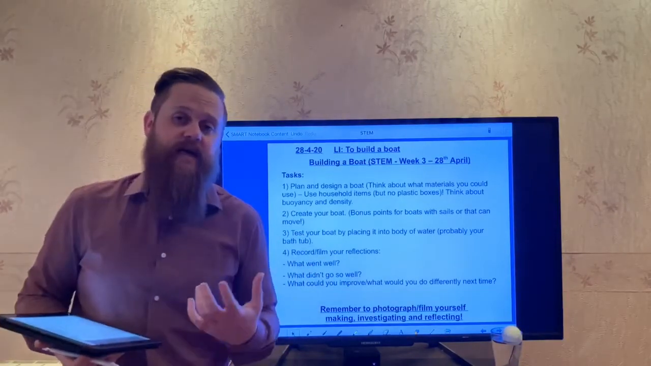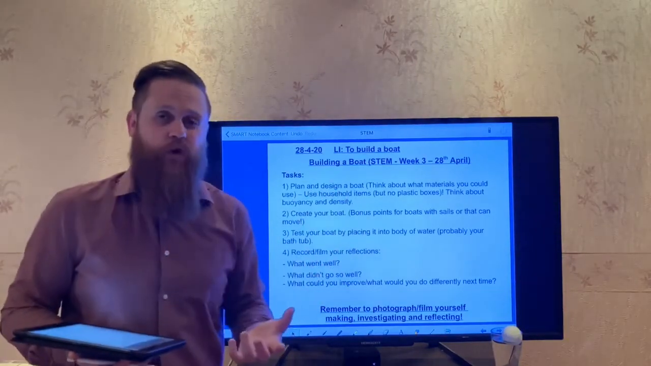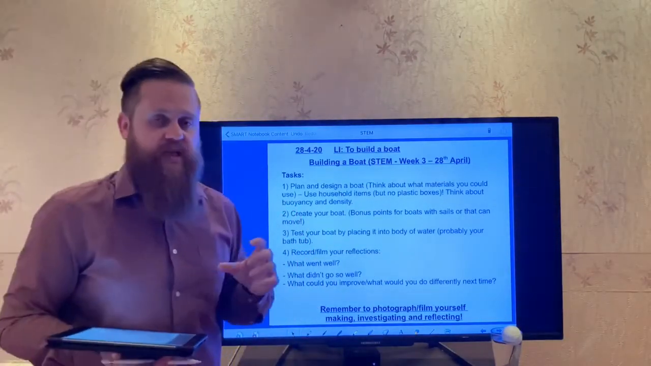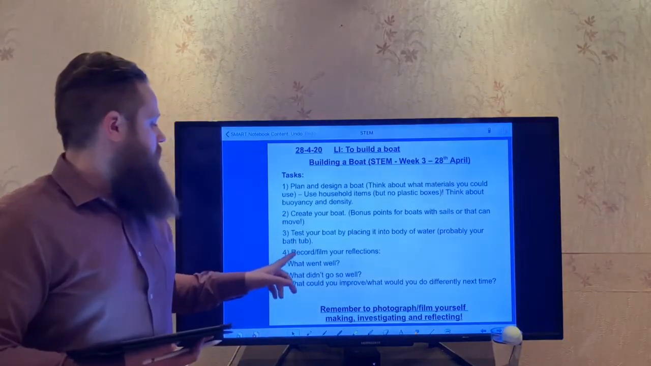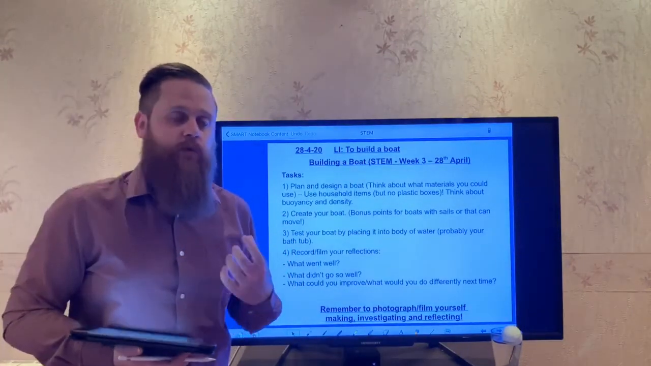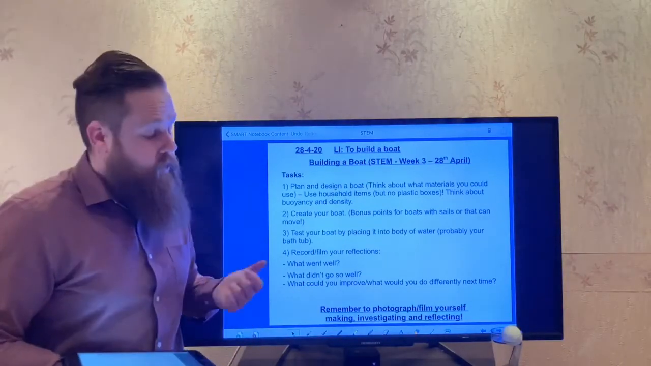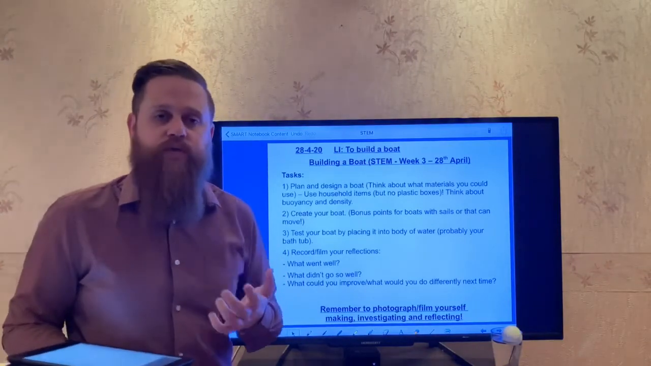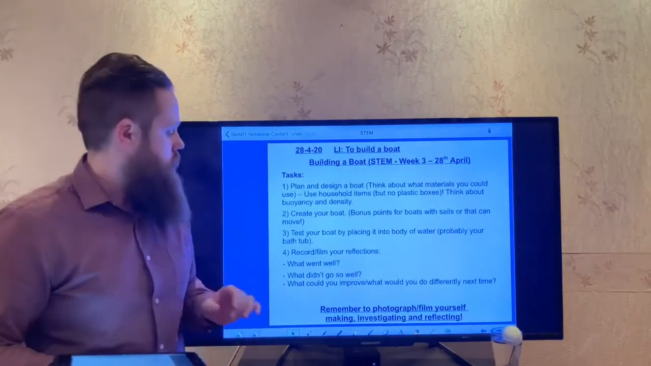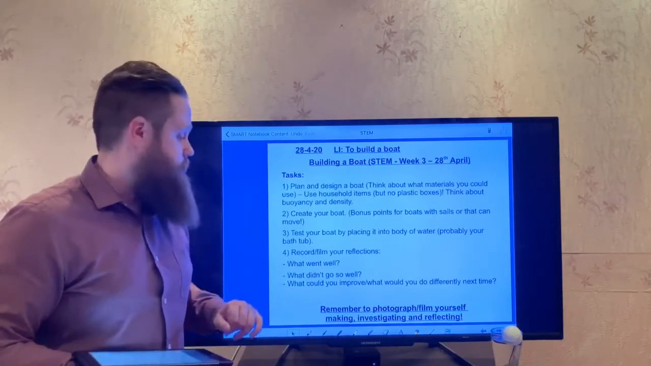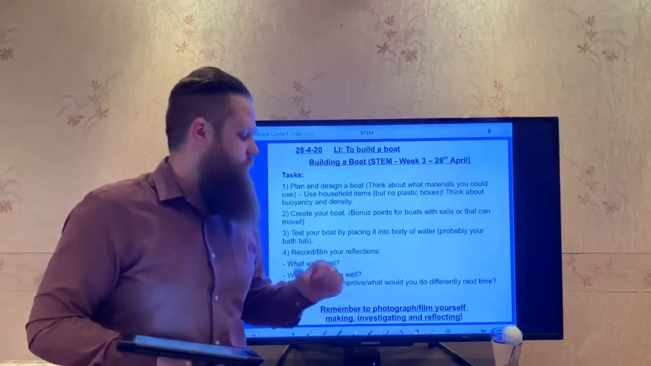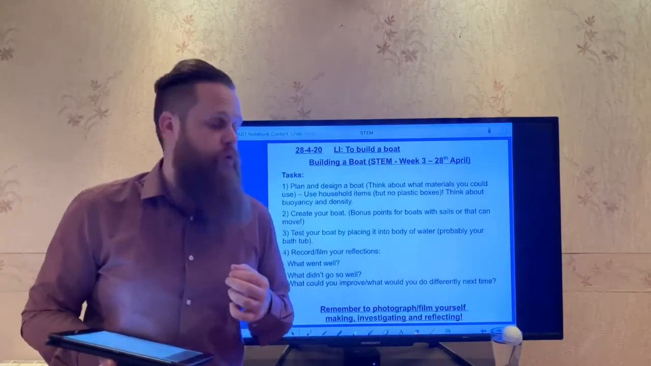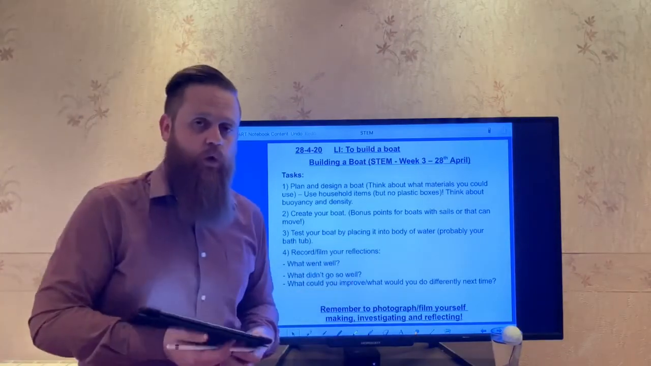Three, you'll then test it as usual. You'll place it into a body of water. Generally that's probably going to be your bathtub. Fill your bath with some water, it doesn't need to be much, and put it in. And then four, record and film your reflections. What went well? What didn't go so well? And what could you improve, or what would you do differently next time? There's always room for improvement. You will not get dojos unless you do this part as well. And remember to photograph and to film yourself making, investigating, and then reflecting at the end. I've had some really, really good examples so far, so keep up the excellent work.